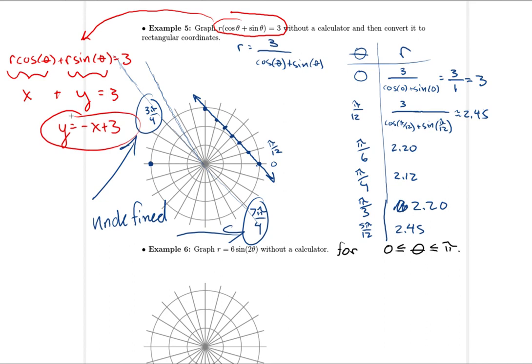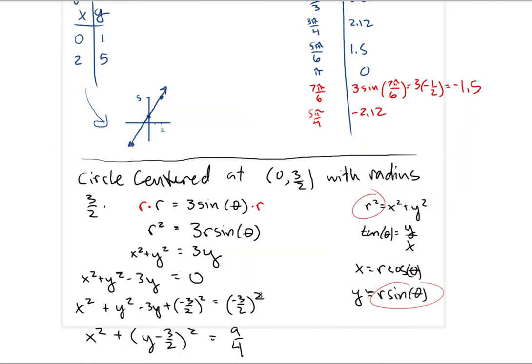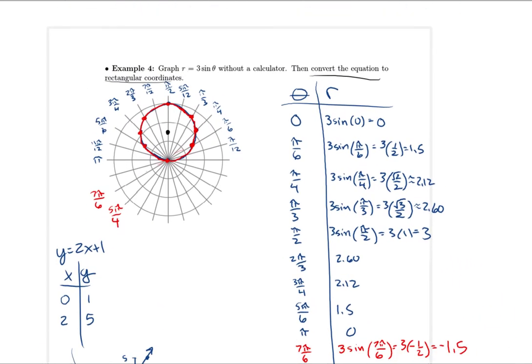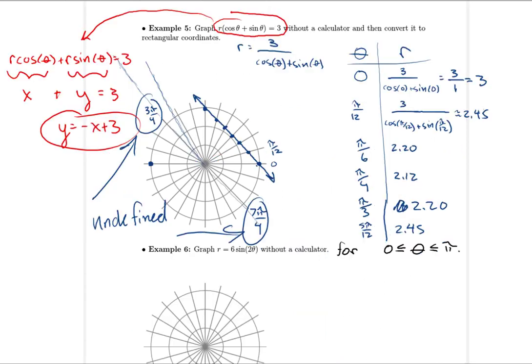So you can see why, if I go back to the previous example, polar coordinates were nice, right? The rectangular coordinate version was much more complicated than the polar coordinate version. But in this case, I would say the polar is way more complicated. Why write a line this way when you could just write it that way?